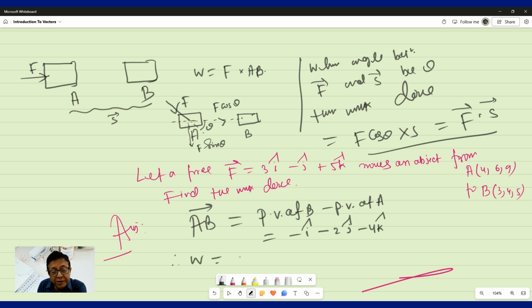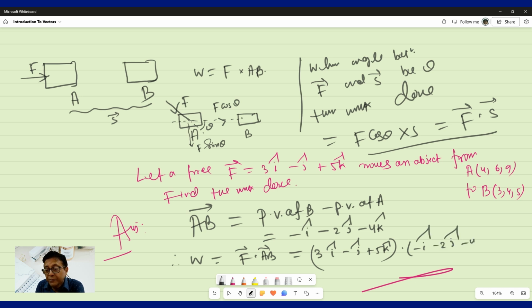Therefore, W equal to what? Just do F dot AB, that is dot minus 4k. I dot I is 1, so it will be minus 3, minus 20. Work done can be negative. It's coming 20, no problem with this. Minus 21 units, maybe in Joule or whatever.